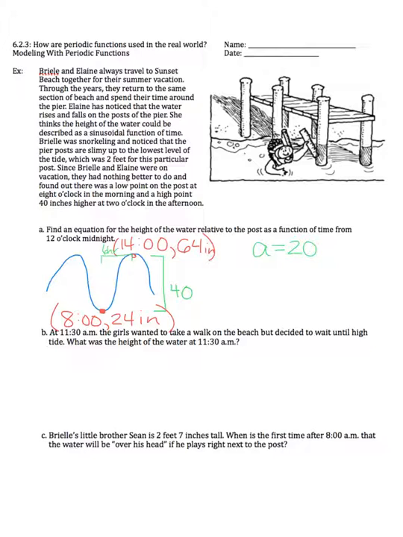So if I wanted to go from bottom to bottom or top to top, because it's symmetrical, that means the period overall is going to be 12 hours. And then I use that to help me find my b value. B is 2 pi over the period, so 2 pi over 12.